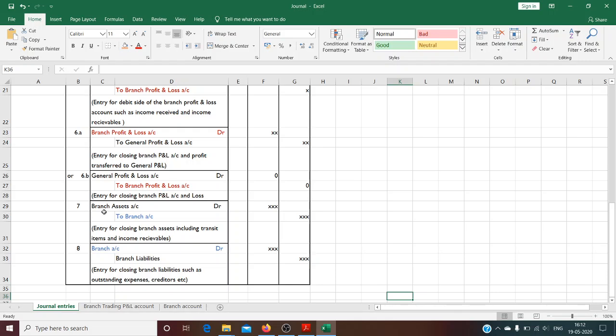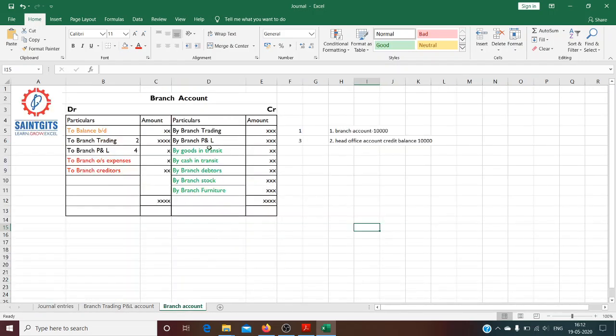We know that for closing branch assets, the entry will be branch assets account to branch account. For closing branch assets, including transit items, income receivables, outstanding income, we need to consider them. So in branch account, we have to specify each asset on the closing day. This is very, very important. It is our responsibility to highlight each asset which is closed and transferred to head office at the end of the closing day.